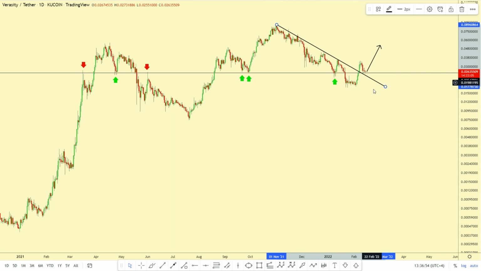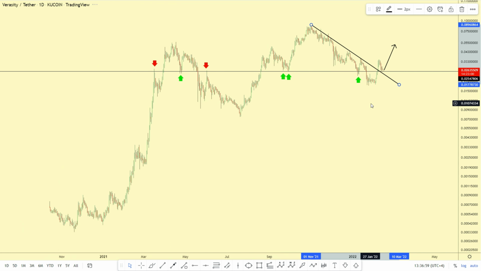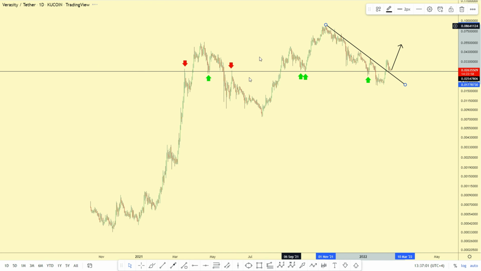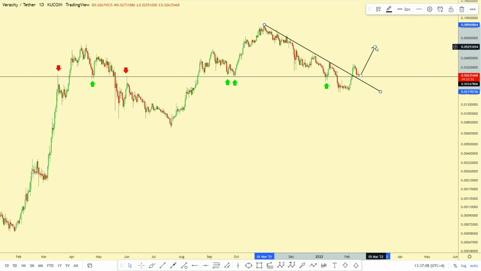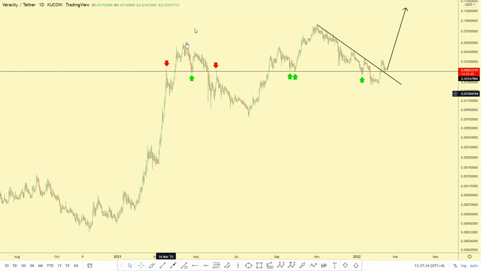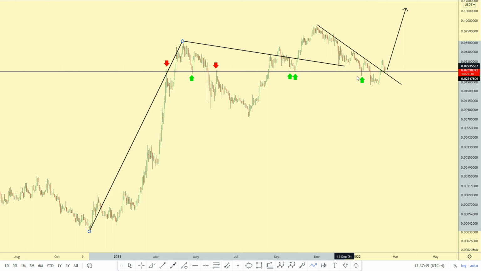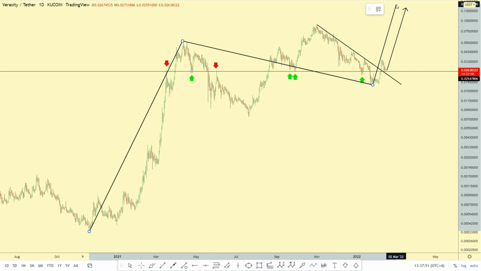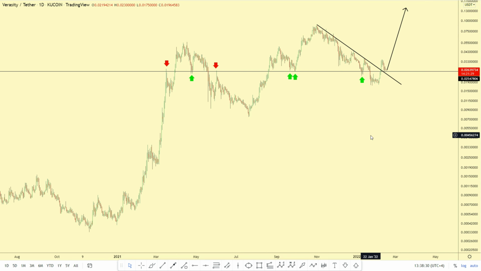So if that happens and this third piece of the correction is complete, this means that the second piece of the overall structure, which is the 1, 2, 3, is going to be complete as well. So that means the price now is heading on its way up to form a new higher high and complete the bigger structure that includes 1, 2, and 3. So that's the first option we are facing.